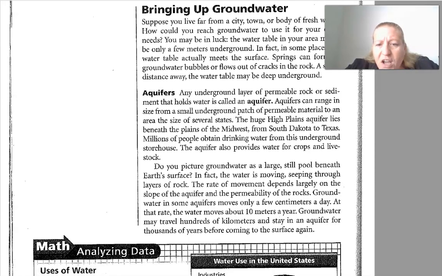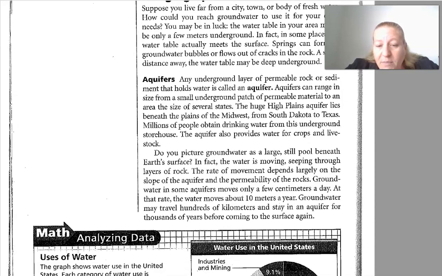Do you picture groundwater as large, still pools beneath Earth's surface? In fact, the water is moving, seeping through layers of rock. The rate of movement depends largely on the slope of the aquifer and the permeability of the rocks. Groundwater in some aquifers moves only a few centimeters a day. At that rate, the water moves only about 10 meters a year. Groundwater may travel hundreds of kilometers and stay in the aquifer for thousands of years before coming to the surface again.